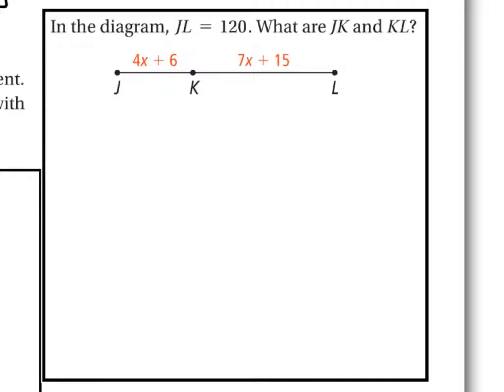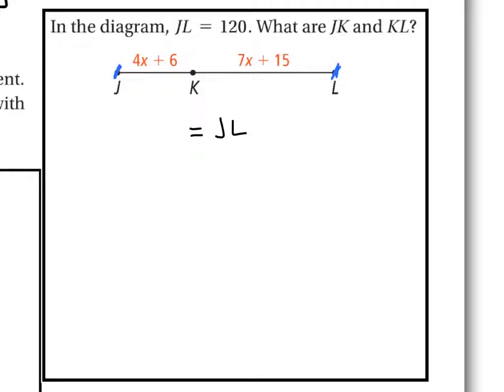The key information is that we know the length of our entire segment from J to L. Okay, we know that whole length. Or if, like in the homework, they gave us an expression for that whole length, we know something about that whole length. And so because we know that, something is going to equal JL. We know something about JL.